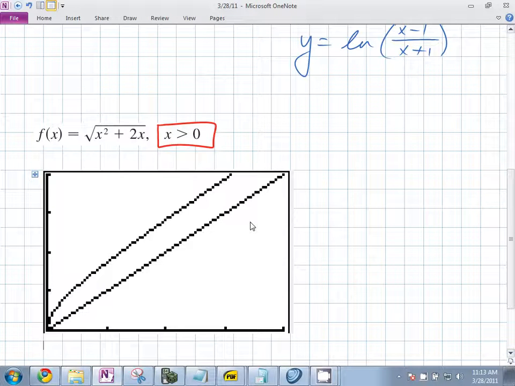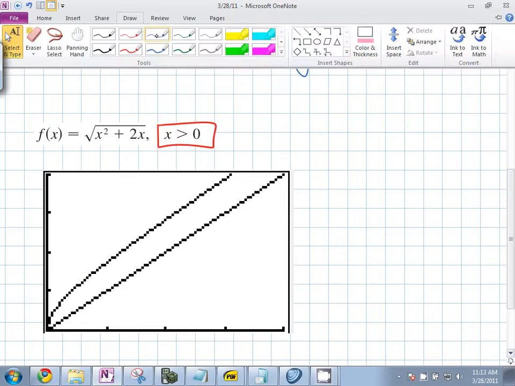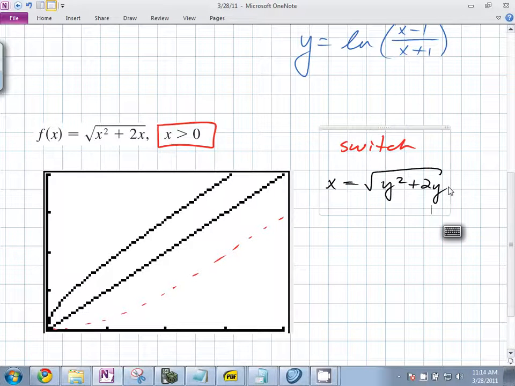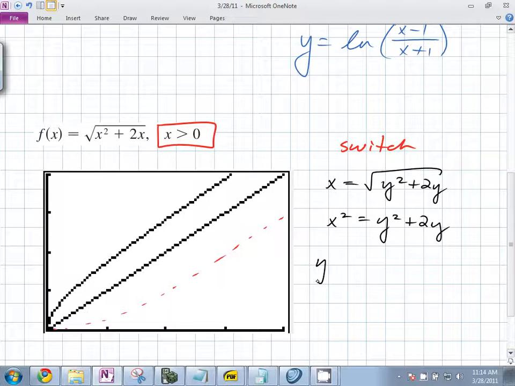So you want something, you know the inverse is going to look something like that, and it will be a function. So, what do you do first? What's our first step? Switch. So we end up with x equals the square root of. I don't like square roots, so what am I going to do? And just because I like putting things on the left side that I'm solving for, I end up with y squared plus 2y equals. And you tried to solve for x, didn't you?